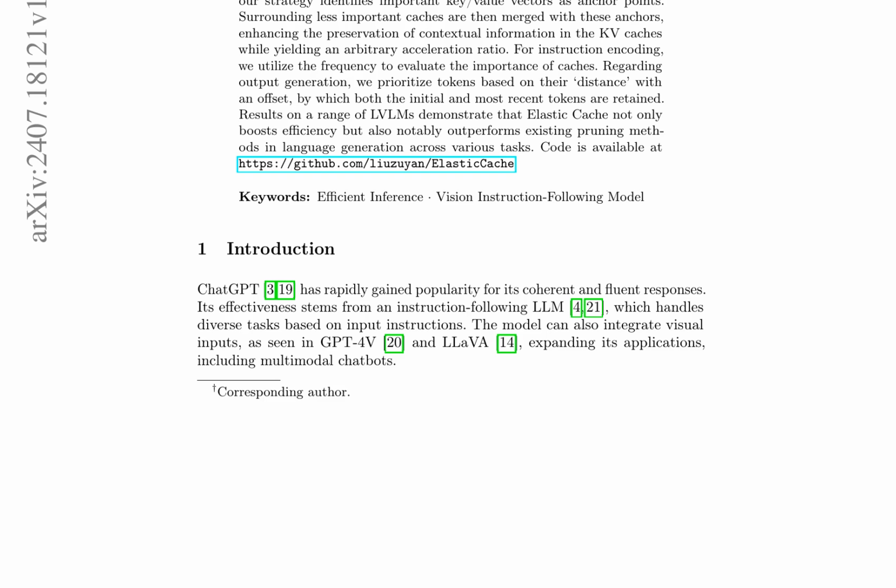multiple tasks. The significance of this research lies in the context of popular chatbots like ChatGPT, which leverage instruction following language models to handle diverse tasks based on input instructions. These models can integrate visual inputs, expanding their applications to multimodal chatbots, as seen in GPT-4V and LLaVA. By addressing the memory demands of these models, elastic cache enables efficient inference of vision instruction following models.